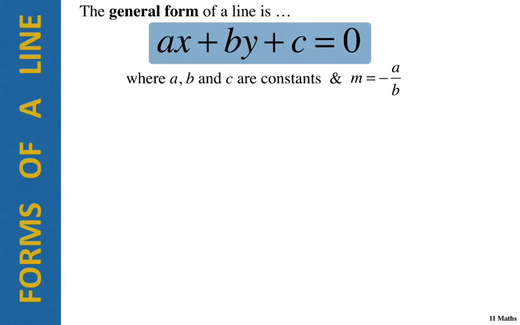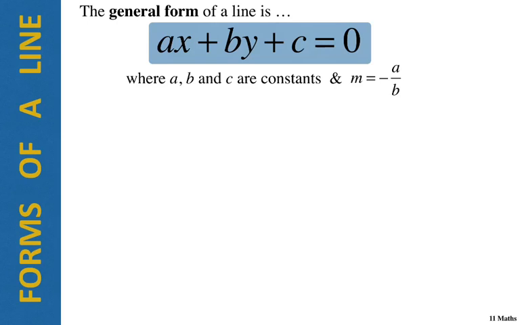And one thing that we haven't discussed before is general form of a line, looking at the gradient. The gradient can be found by using gradient equals minus a over b, where a is the number in front of x and b is the number in front of y. So that'll save us from having to rearrange the equation into the form y equals mx plus b to find the gradient. So remember, gradient is equal to minus the coefficient of x over the coefficient of y.